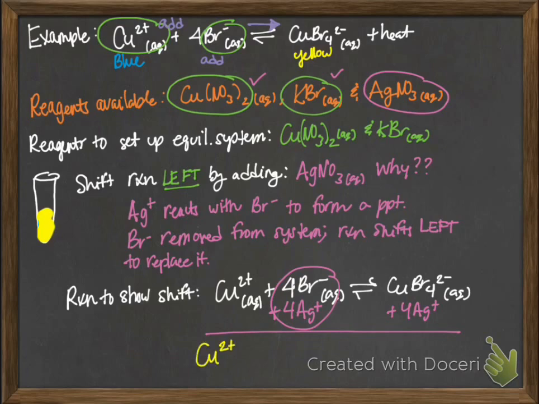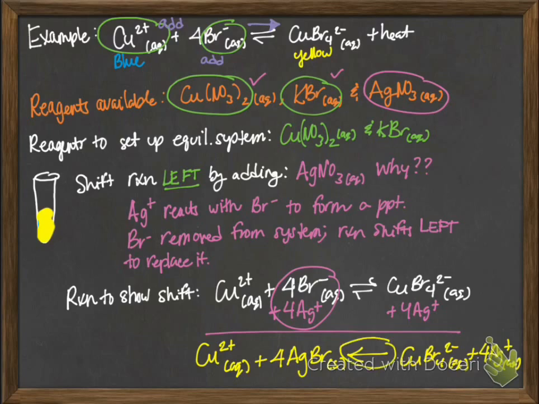So I'm going to add these reactions together basically. We have our copper 2 plus and our 4 moles of silver bromide solid. And I'm going to show a left arrow because that's the direction we're going. And we have our complex ion plus our 4 silvers, right? So it's shifting to the left. So our reaction in our test tube should turn blue because we shifted towards the copper 2 plus. But also we formed in a side reaction some silver bromide precipitate. So we should see some precipitate at the bottom of that test tube.